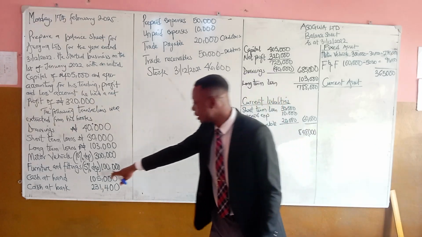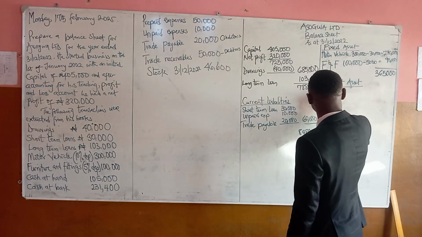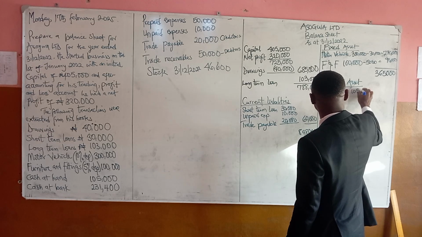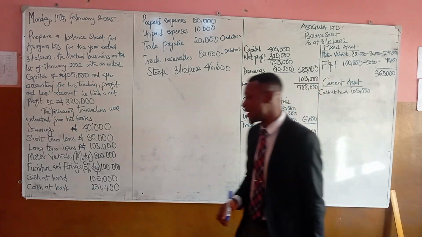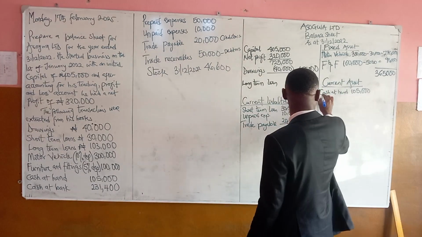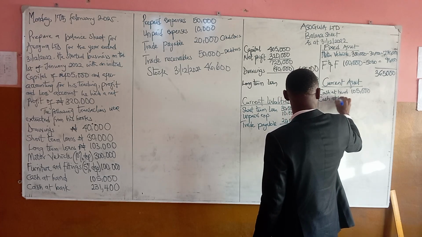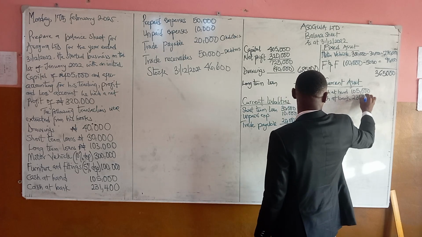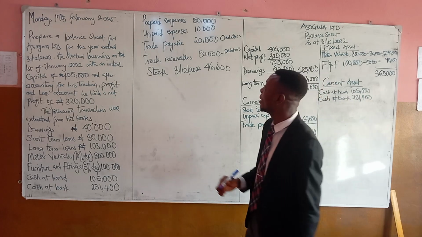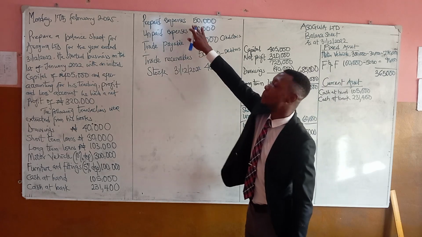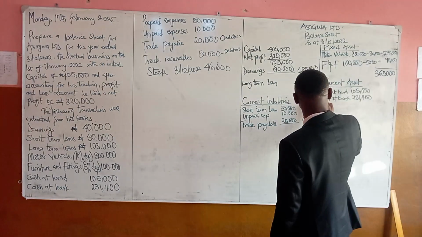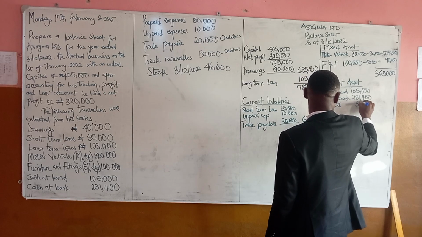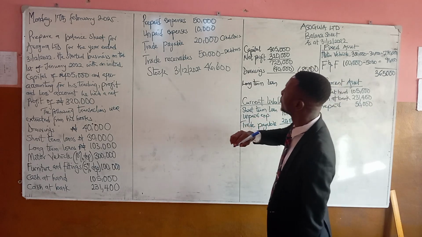Cash at hand. The first one is what? Cash at hand. 105,000. Cash at hand is how much? 105,000. Wonderful. We have our 105,000. Cash at hand. Good. 231,400. Wonderful. Any other assets? Prepaid expenses. Good. So we have prepaid. Prepaid is how much? 50,000. We have 50,000. We have what again?